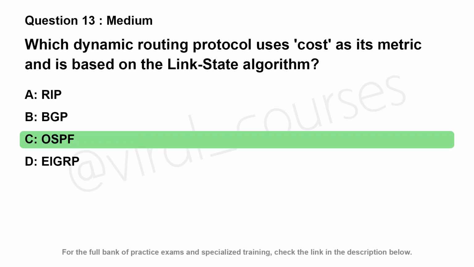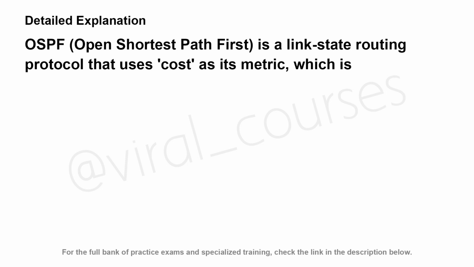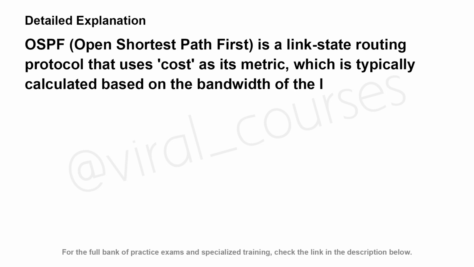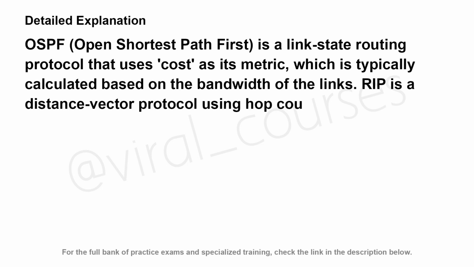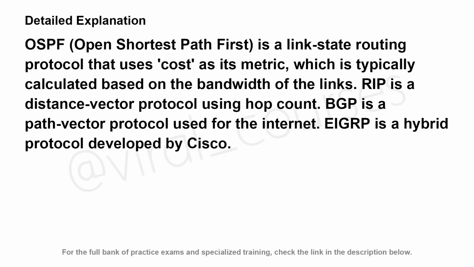The correct answer is C. OSPF, Open Shortest Path First, is a link state routing protocol that uses cost as its metric, which is typically calculated based on the bandwidth of the links. RIP is a distance vector protocol using hop count. BGP is a path vector protocol used for the Internet. EIGRP is a hybrid protocol developed by Cisco.